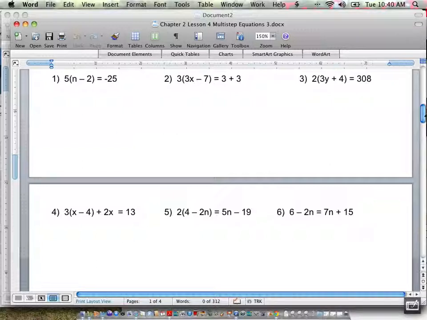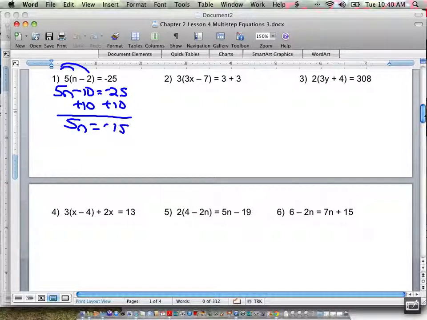Okay, hey, look. First section, I distribute the 5. 5 times n is 5n. 5 times negative 2 is minus 10 equals, what kind of 25 is that? Negative. Don't lose track of that negative sign. Next up, again, very straightforward. Plus 10, plus 10. 5n equals negative 15. What's my last step? Divide by 5. And I get n is negative 3.